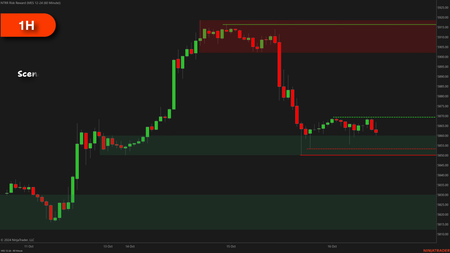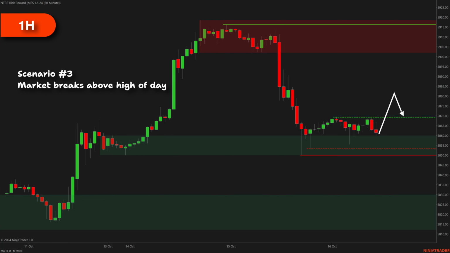Scenario 3. The market breaks above the high of day. This scenario is similar to the previous one, but with a key difference. Instead of pulling back into the 4-hour support area, the market breaks above the high of day shortly after the New York session opens. In this case, our strategy will be to wait for the price to pull back to the broken high of day level, now expected to act as support.